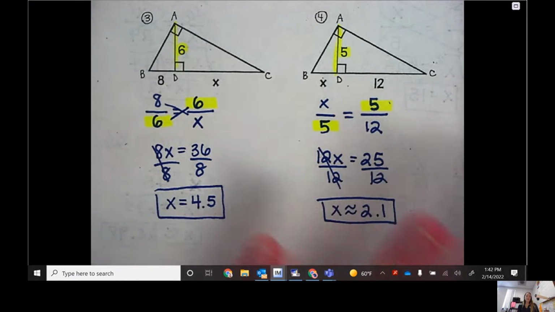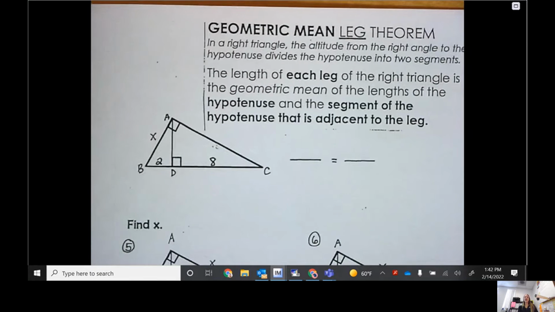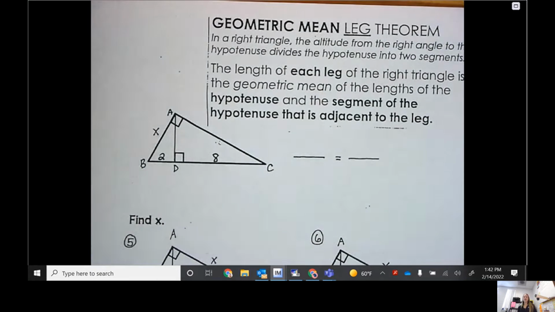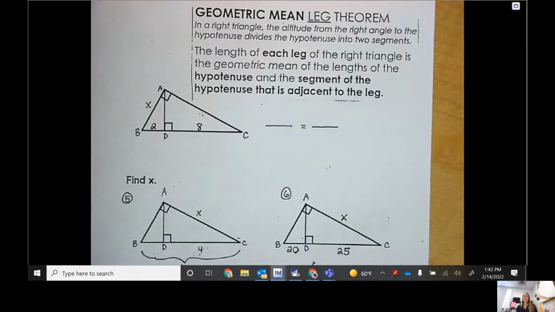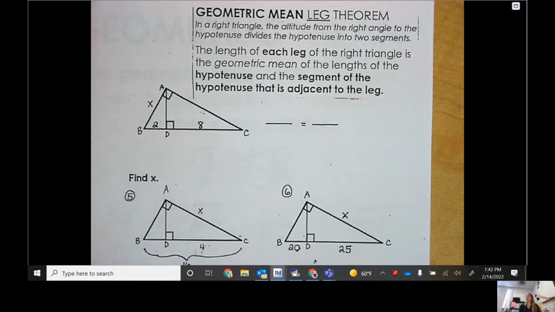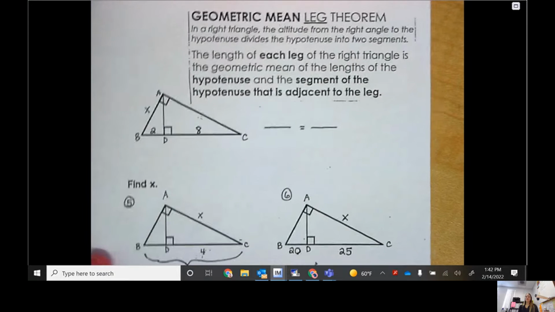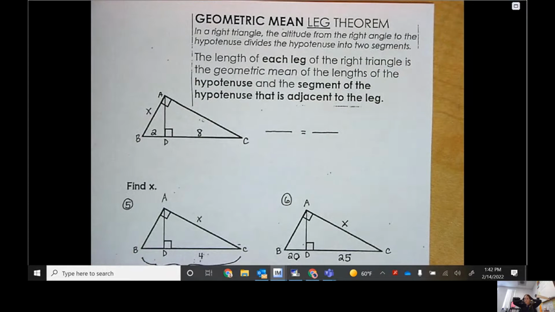All right, let's try the next one then. Geometric mean. This one is called the Hypotenuse Leg Theorem. Can I have somebody read the second paragraph there for me? I don't need the first paragraph, but the second paragraph. Anyone at all? You already read 3 million things today. Shereen, go for it. The length of each leg of the right triangle is the geometric mean of the lengths of the hypotenuse and the segment of the hypotenuse adjacent to the leg.